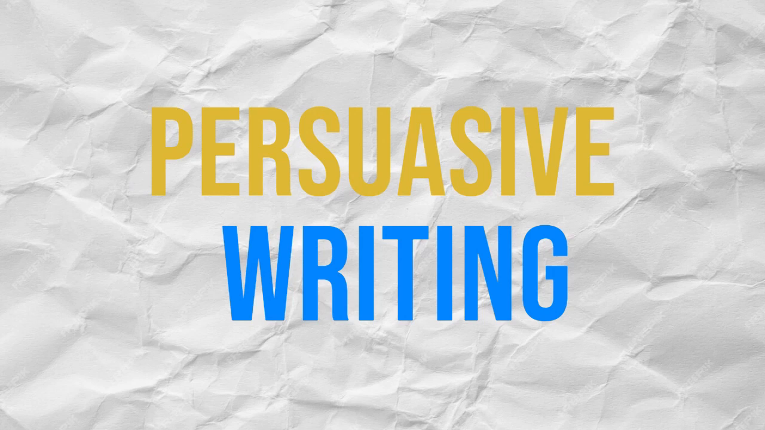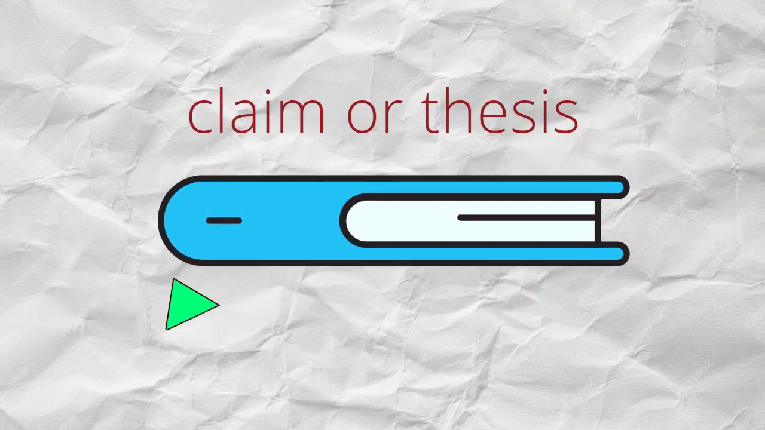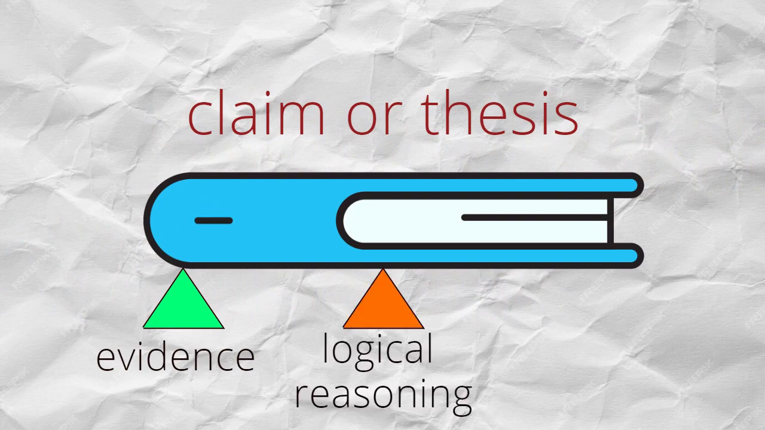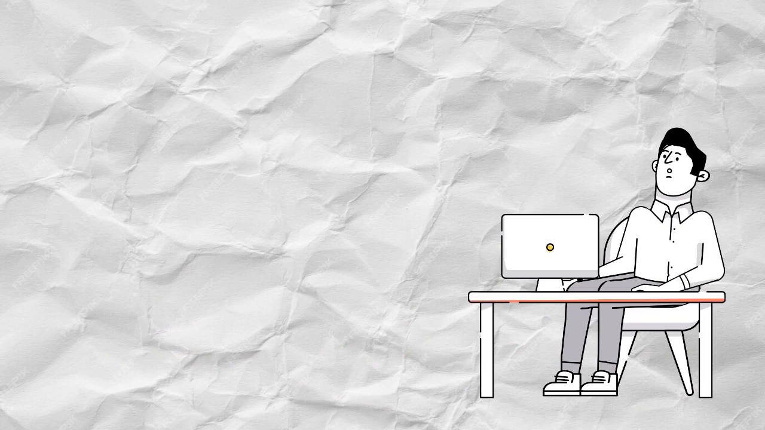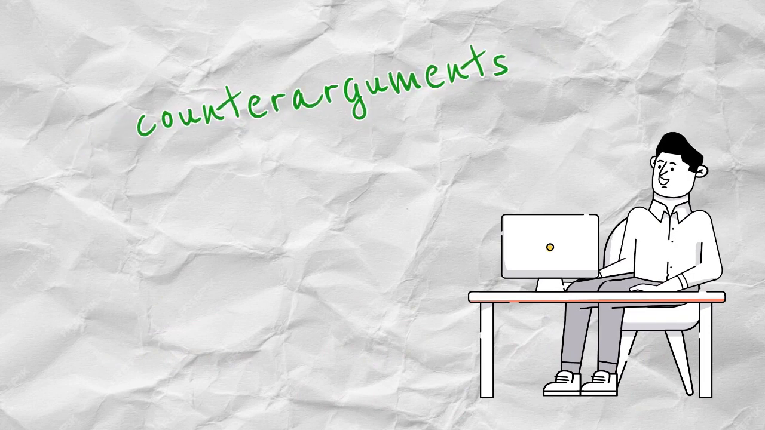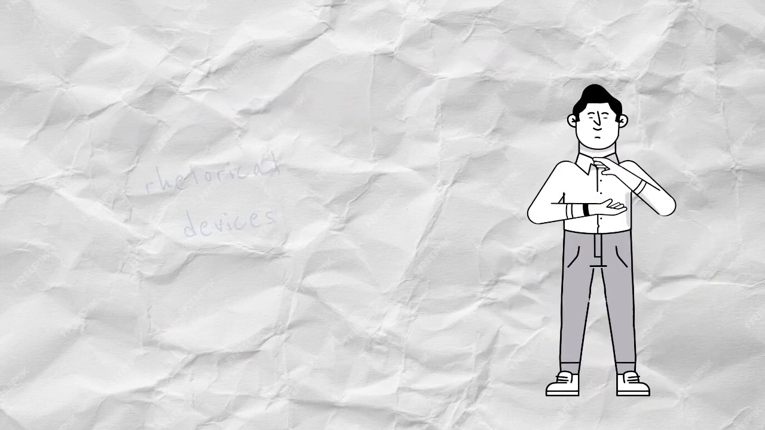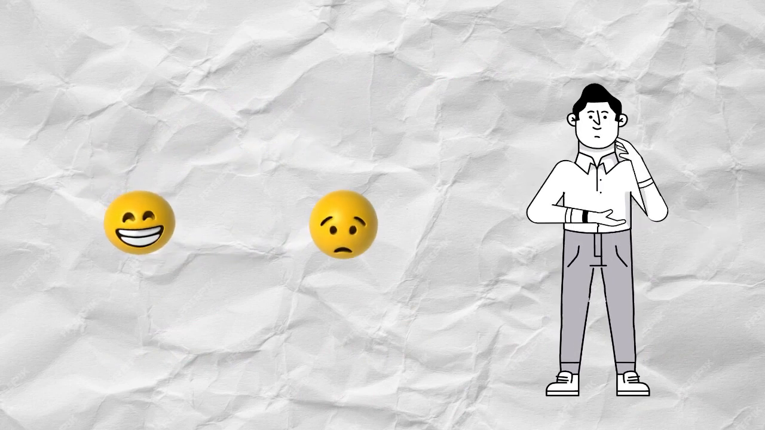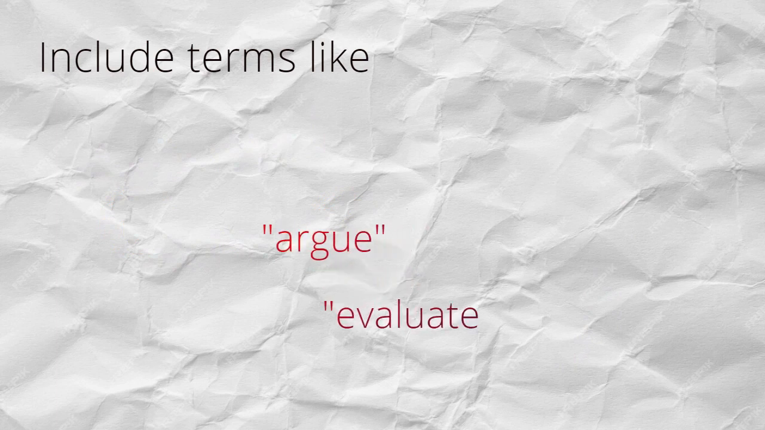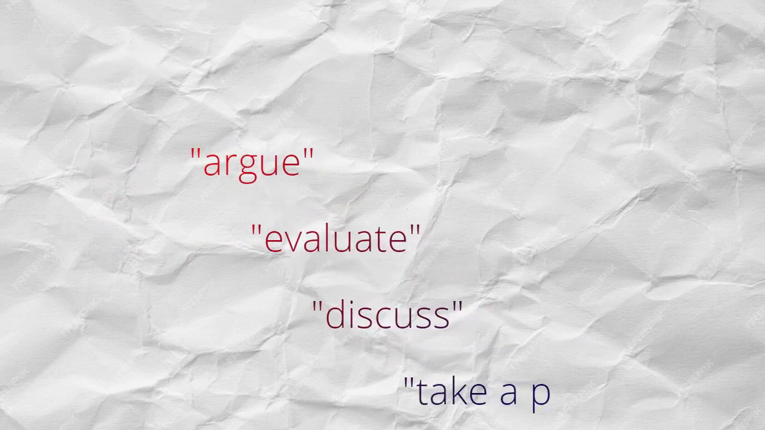Persuasive writing aims to convince the reader of a particular viewpoint or argument. It presents a claim or thesis and supports it with evidence, logical reasoning, and persuasive techniques. Persuasive writing requires the writer to anticipate counterarguments and address them effectively. It often uses rhetorical devices and appeals to emotions or values. Instructions for persuasive assignments may include terms like argue, evaluate, discuss, or take a position.